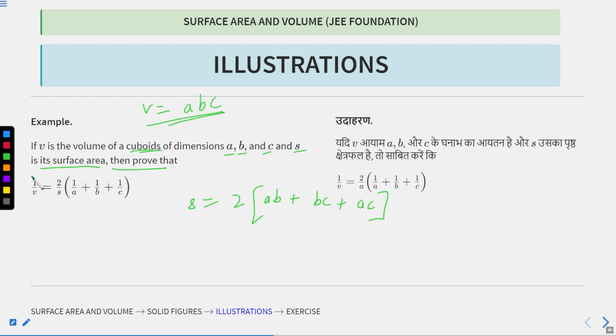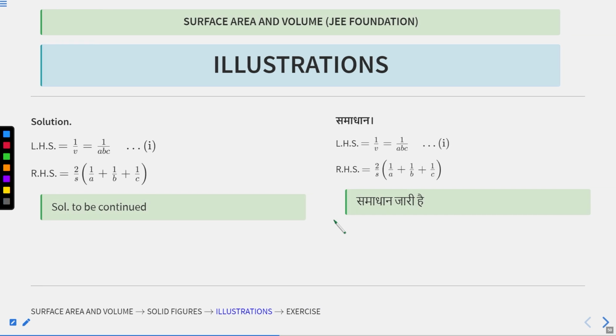Then we have to prove that 1 upon V is equal to 2 by S times (1 by A plus 1 by B plus 1 by C). Let's start with the right hand side. So just plug in the value for S and take the LCM for the inner bracket.